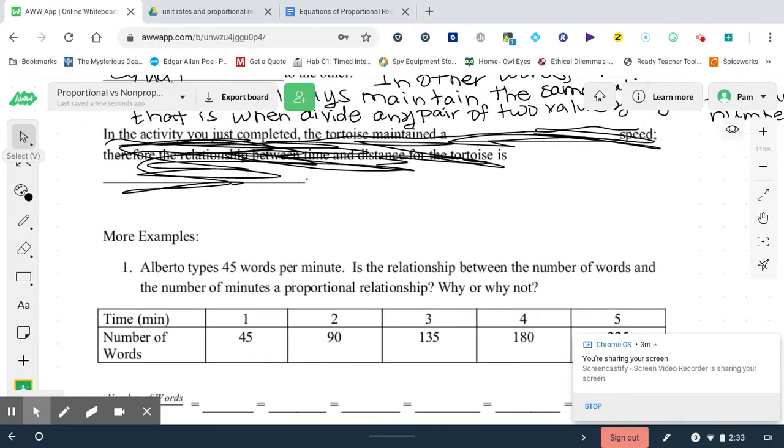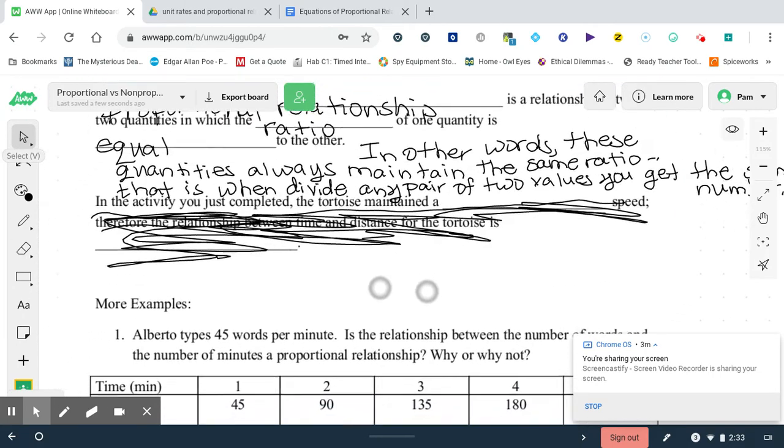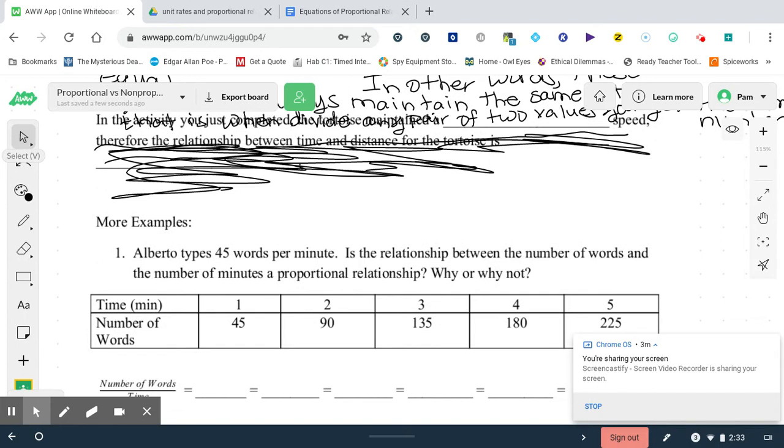All right, so I'm going to try to explain this. It says, in other words, these quantities always maintain the same ratio. That is, when you divide any pair of two values, you get the same number. So you're going to take two values and divide. And whatever two values you take and divide, if you continue to take two more values and divide, and those numbers end up equaling the same results, then it's proportional.